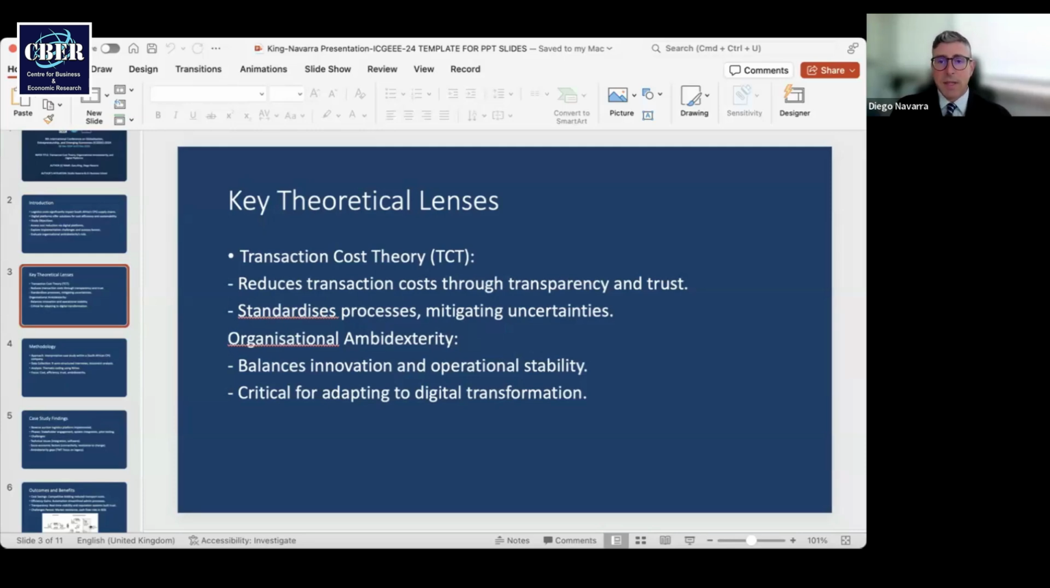transaction costs are critical. Transaction cost theory gives us a theoretical prediction that typically when we introduce a new platform or a new technology, we see a reduction in transaction costs. However, this has not necessarily been the case here. And the way in which we've looked at this was to look into the domain of organizational ambidexterity.